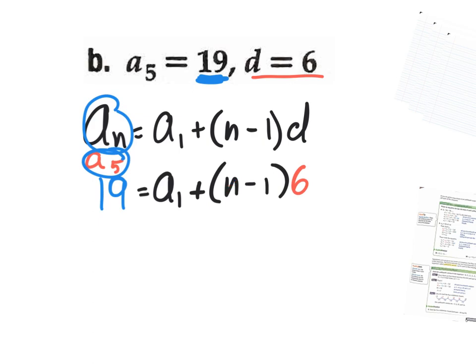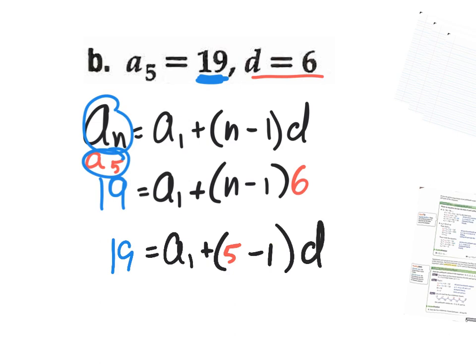So you really have 19 equals a sub 1, which we don't know what it is, plus, instead of n, we're going to put a 5 right there, minus 1 times 6. So again, we're plugging in what they give us to find out what we need, okay? Oh, wait a minute, I put d instead of 6, my bad.